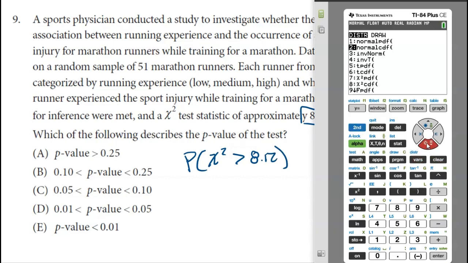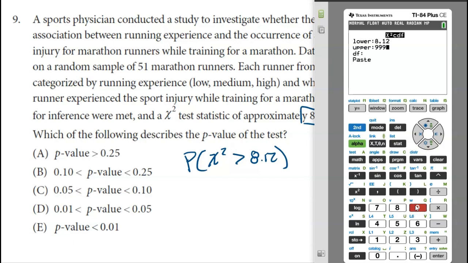Second, VARS is going to get me to chi-squared CDF, which is how I could use chi-squared scores to get my p-value. So my lower value is going to be 8.12. That was my chi-squared that they told me about. I didn't even have to find it. They did it all for me. And I'm going to go to an upper value of 99. Some people even tell you to go to 999, but basically we're just going way far up towards infinity.